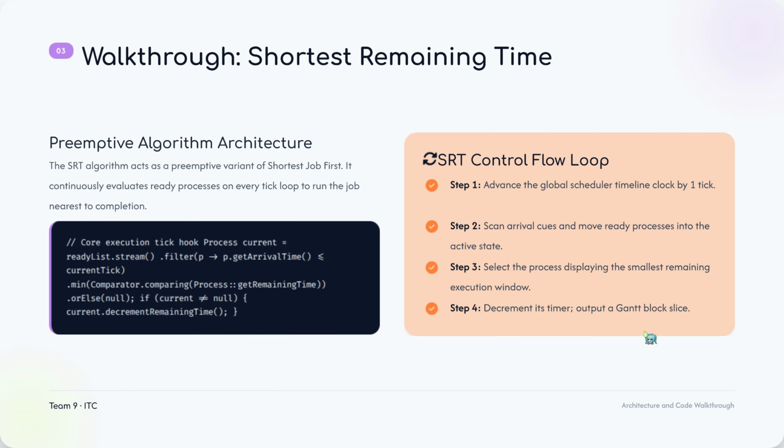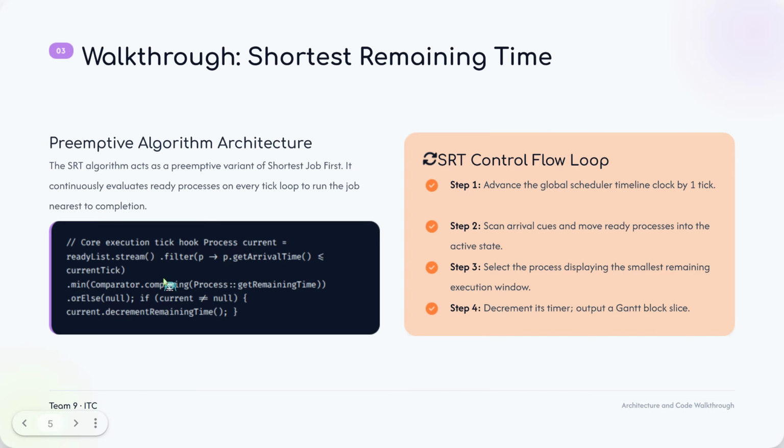And now to the walkthrough of shortest remaining time, or SRT. SRT is the preemptive variant of shortest job first, or SJF. Instead of letting the process run to completion blindly, the scheduler continuously evaluates the ready queue on every single clock tick loop to ensure that the CPU is always running the job closest to the finish line.